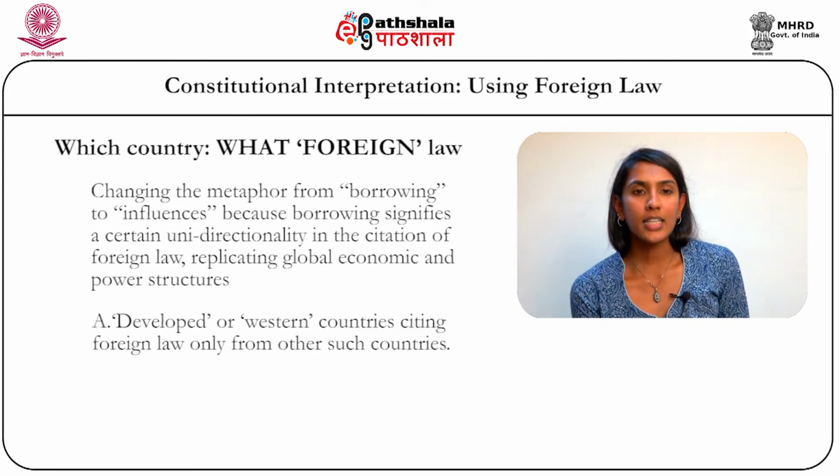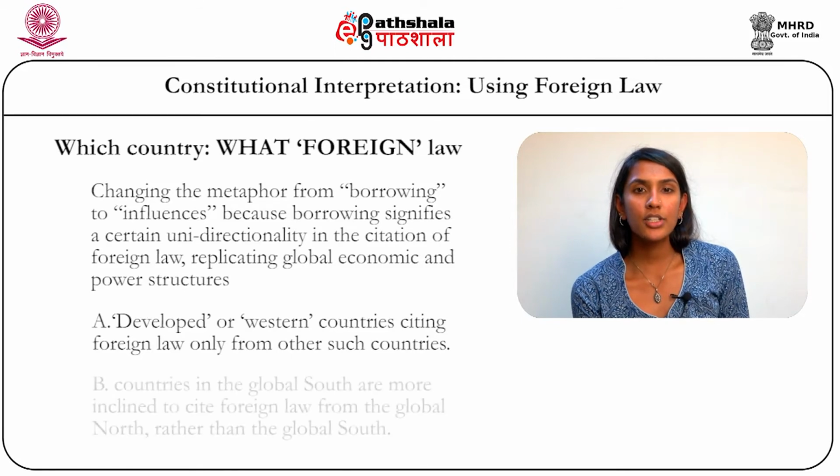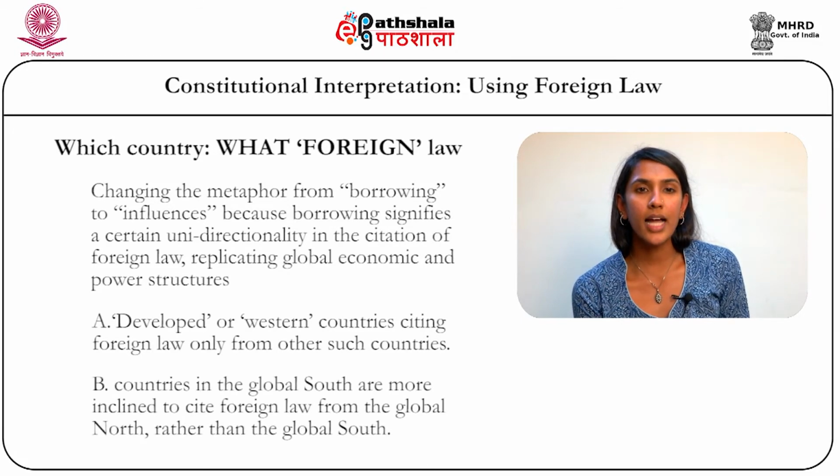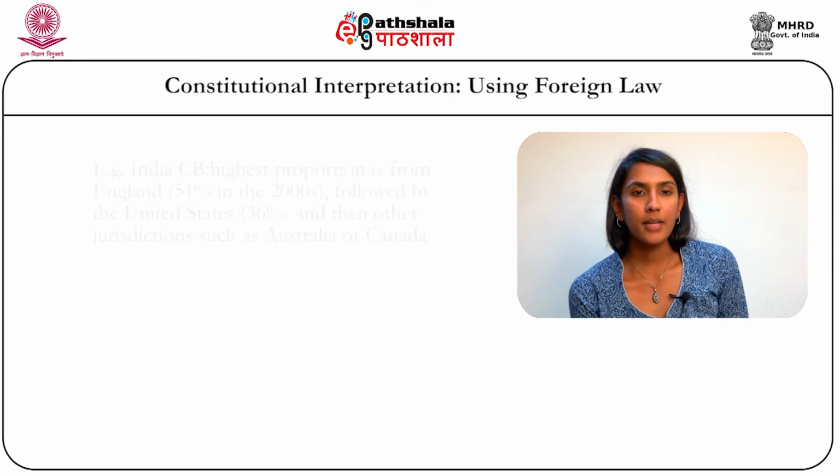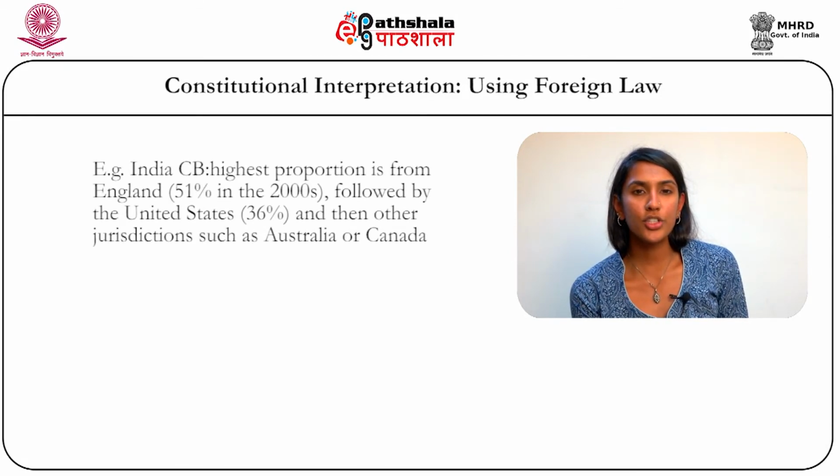Similarly, another related aspect to this practice is countries in the global south being more inclined to cite foreign law from countries in the global north rather than other global south countries. The empirical study I had mentioned earlier, where we looked at the constitutional bench decisions since independence to the 2000s in India, showed that the highest proportion of foreign law which was cited by the constitutional bench was from England. It was 51% in the 2000s, followed by the United States, which was 36% of all foreign law cases, and then the other jurisdictions such as Australia or Canada.